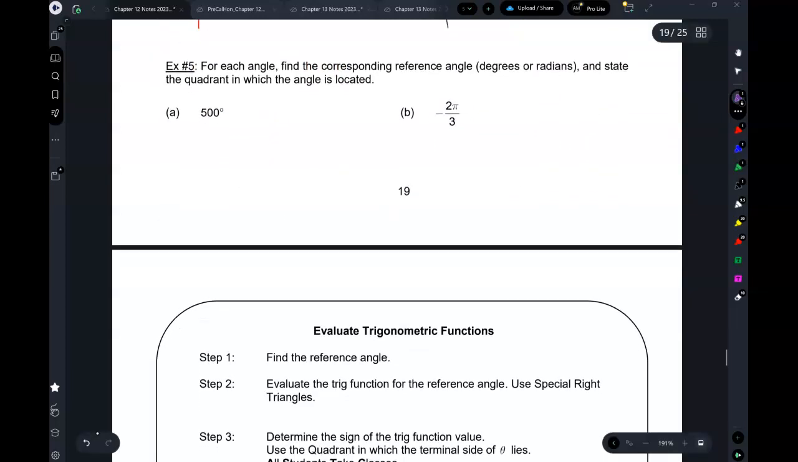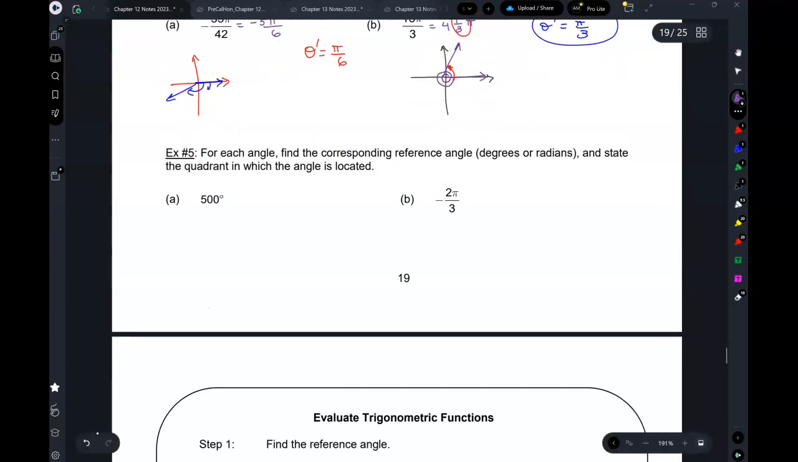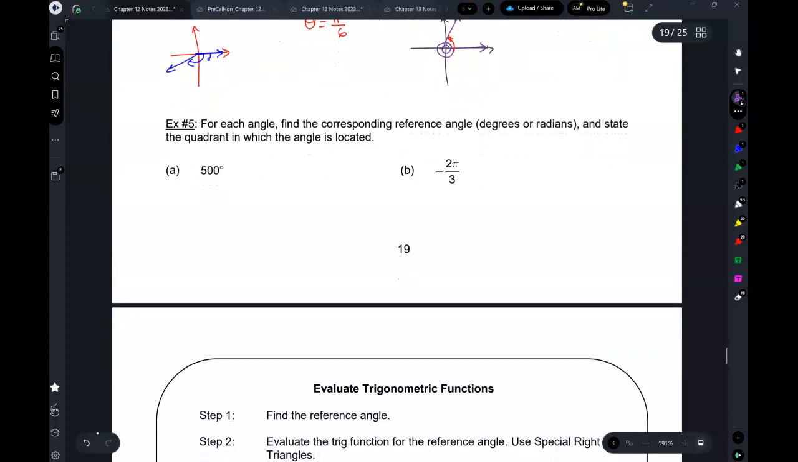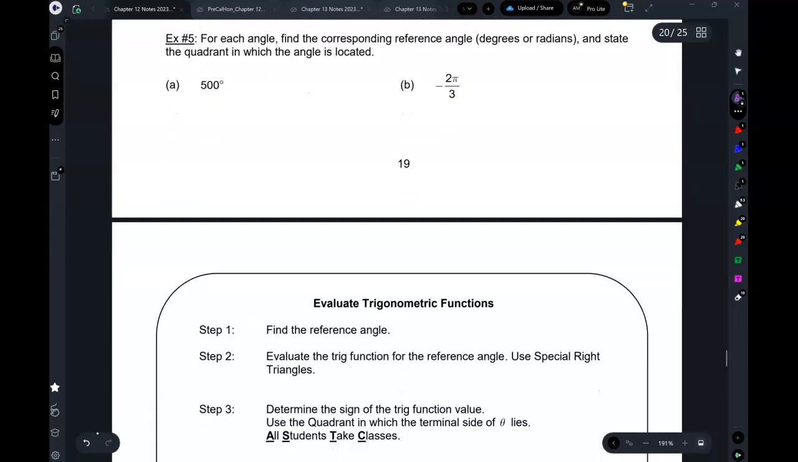Okay. So, find the corresponding reference angle and state the quadrant where it's located. Okay, so let's see. 500. Let's draw this. Oh, okay. So, I go 360. How much more do I need to go? You can use your calculator for that. How much more? 140. So here I'm going to go 140 more.